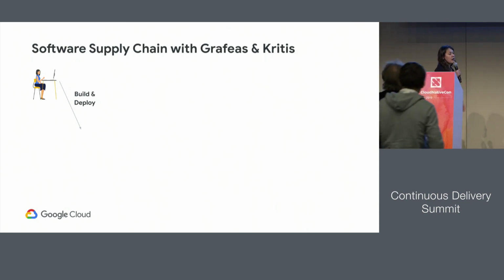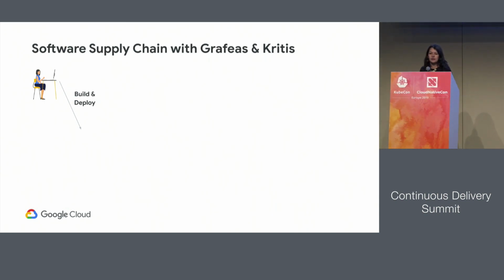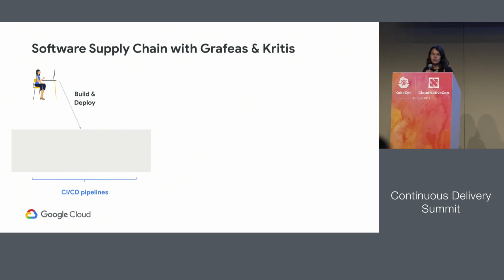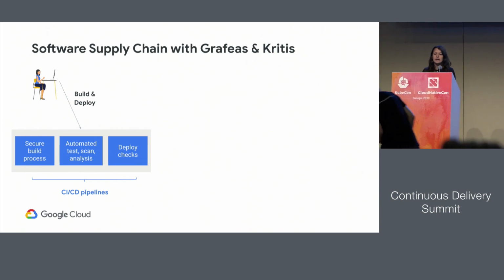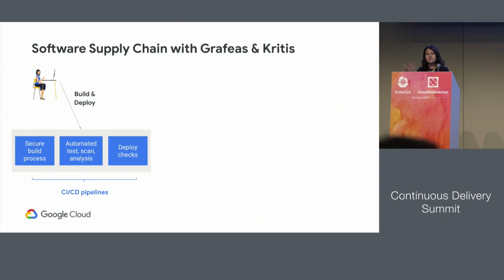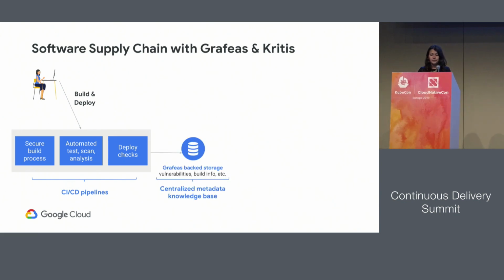So where exactly does Kritis and Kritis fit in the software supply chain? So we have our engineer who builds code and commits it to the code base, and then she wants to build and deploy it. And so she will do this using the CI/CD pipelines that we've been learning about all day today. There's a lot of different choices to be able to do secure build, and then do automated testing, scanning for vulnerabilities, doing different types of analysis, for instance, license analysis on the code base, and then deploy checks before deploying to production.